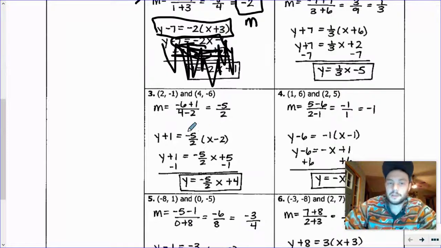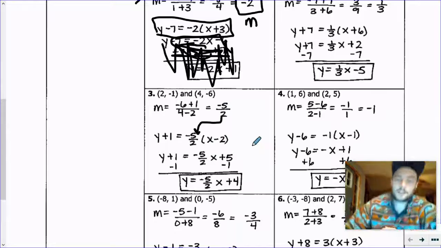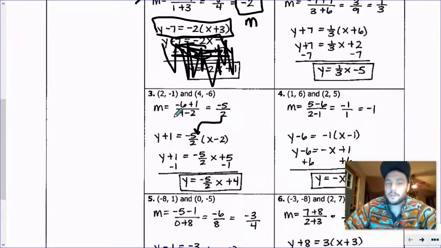To recap in general, you're going to use the point: y2 minus y1, flip the sign if it's negative, over x2 minus x1. Reduce your slope if you need to. Plug it into the formula y minus y1 equals m times x minus x1, where m is your slope. So it's two things that you've already done before. You're just going to put them together.